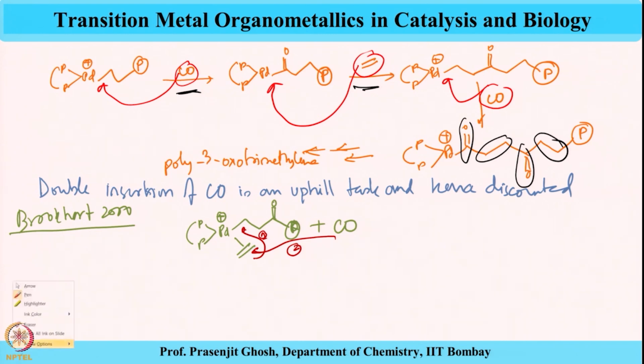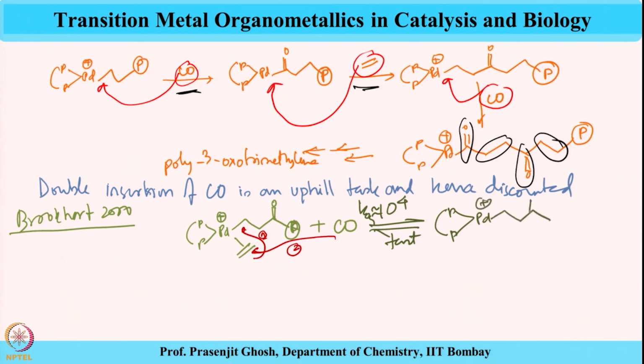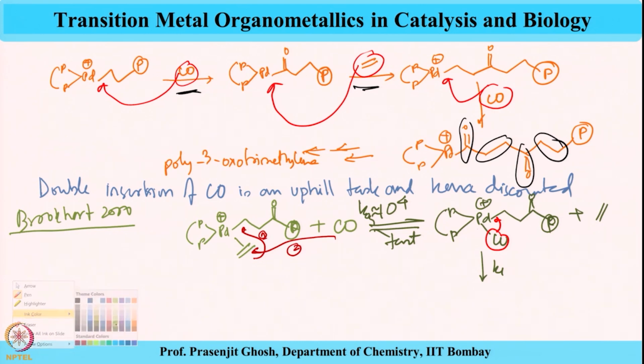So, if carbonyl displaces ethylene, which is a very fast reaction, and K equilibrium is about 10 to the power 4, 10,000 times faster, then it produces this palladium CO coordinated compound plus ethylene and this CO. And now CO can insert into this olefinic bond.